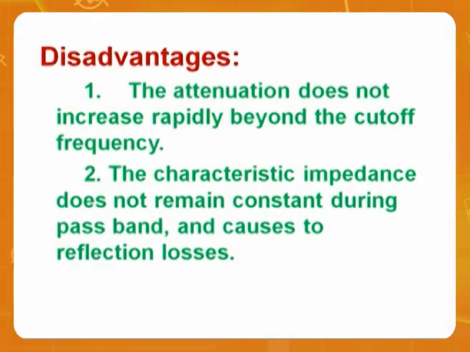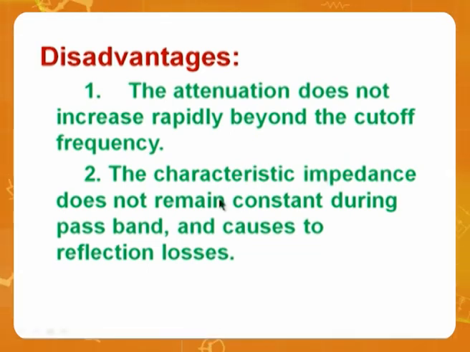Okay. Now what are the advantages? Attenuation does not increase rapidly beyond the cutoff. See, once you enter the cutoff, low pass is allowed, high pass has to be eliminated. So how fast should it eliminate? It should rise suddenly, but that's not happening.